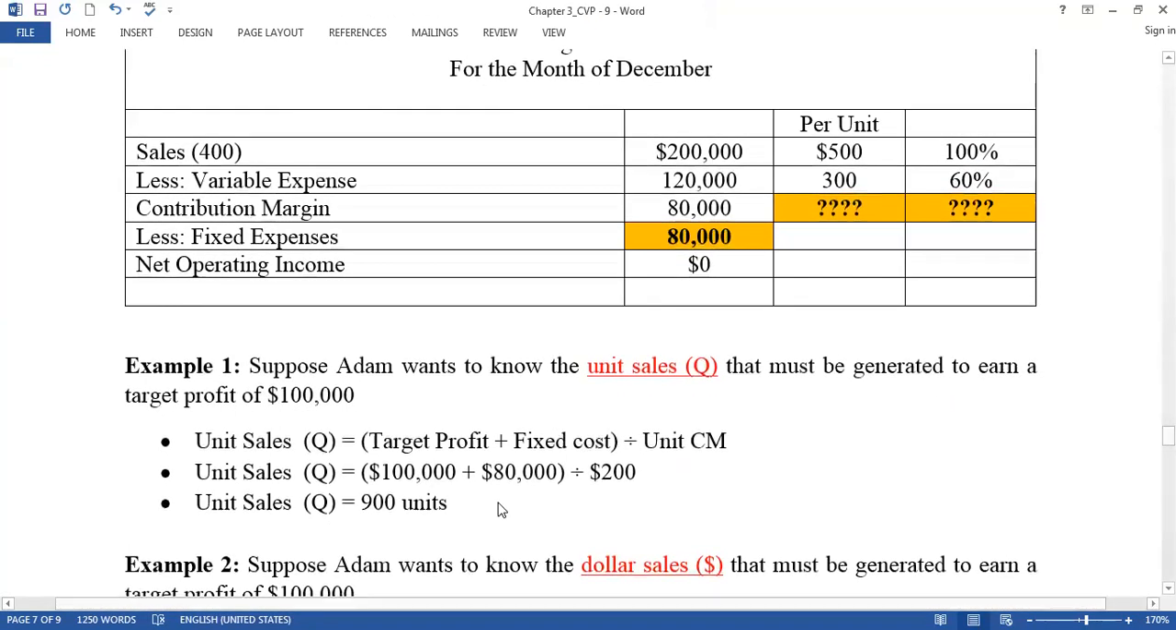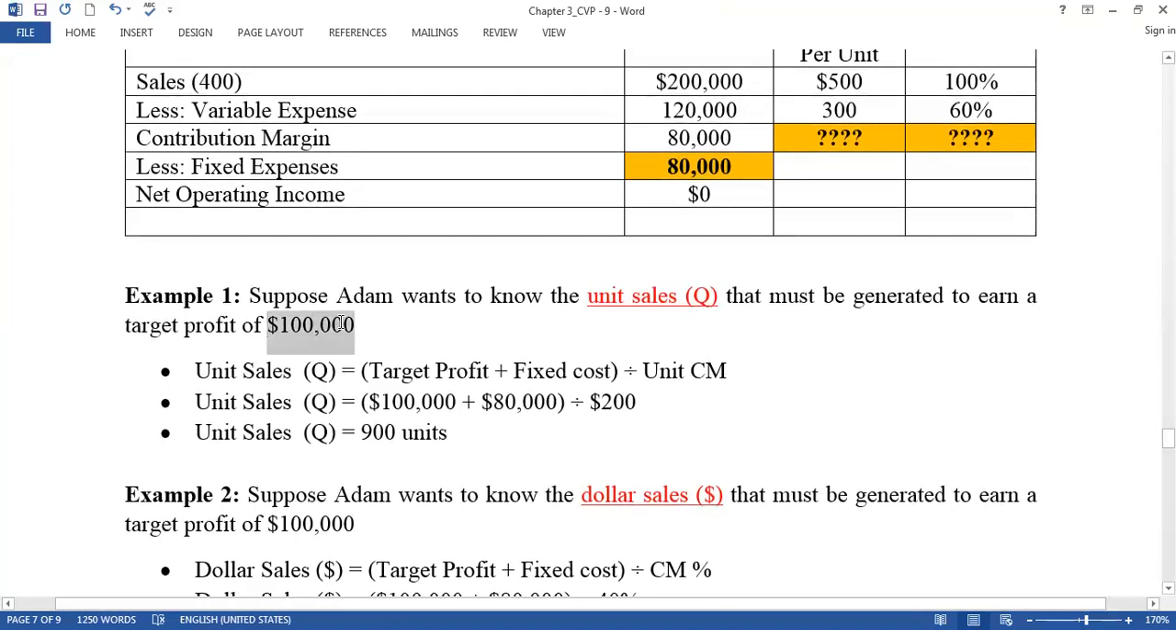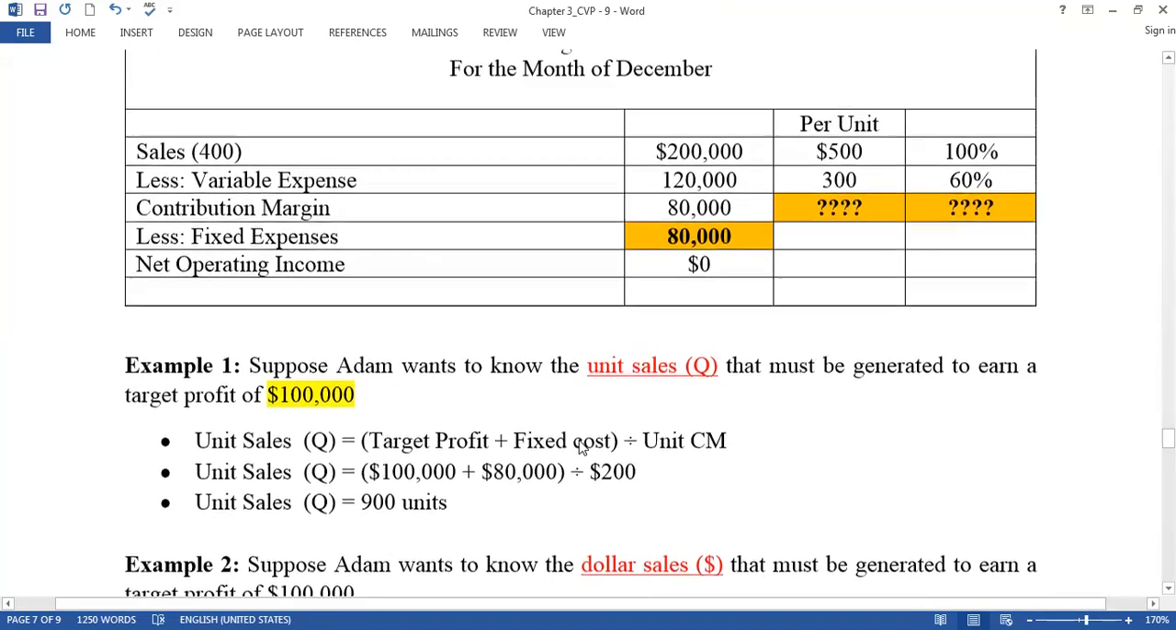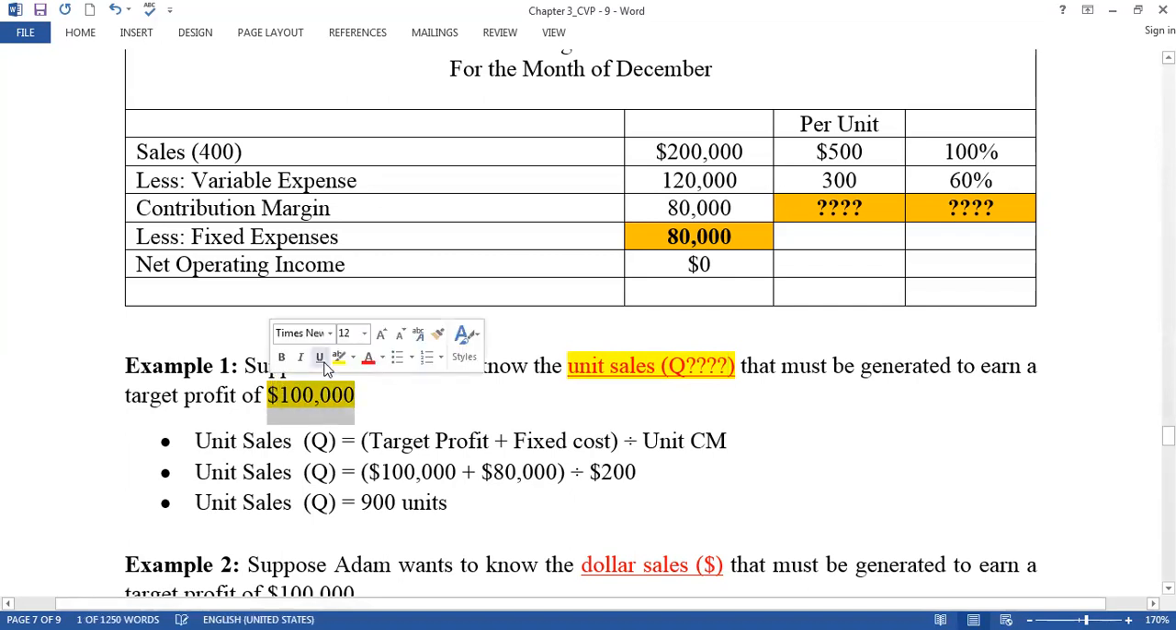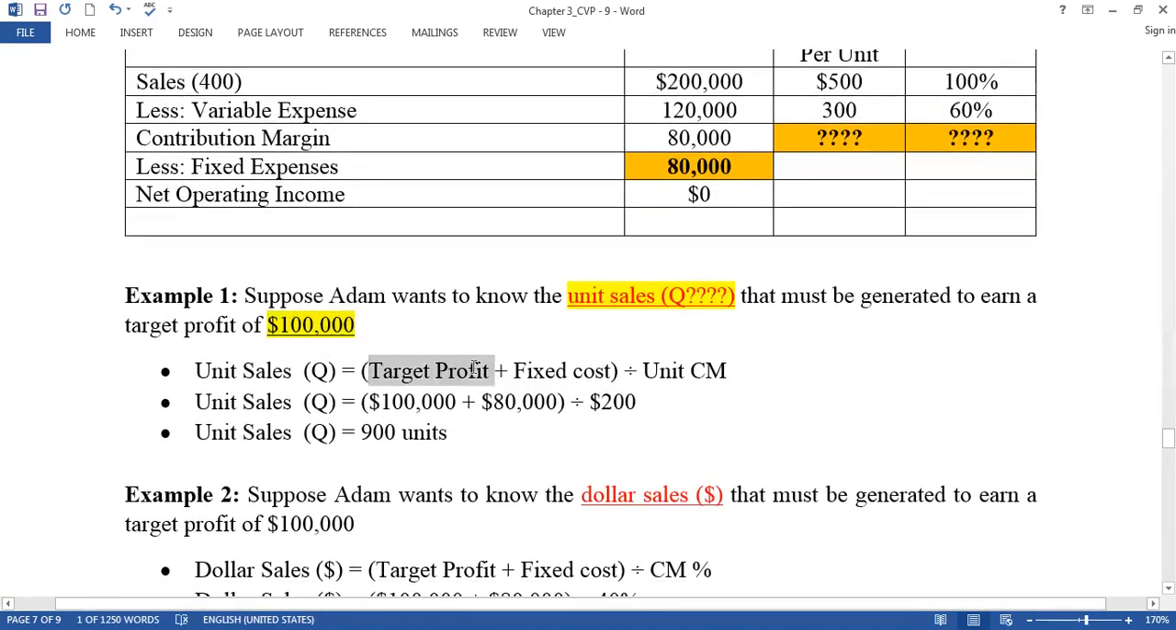Now, the question said that your target profit, look, your target profit is how much? Your target profit is $100,000. If your target profit is $100,000, how many units do you have to sell? This is the question mark. This is your first question. How many quantity do you have to sell, if your target profit is $100,000? Do you understand the question? Then how many units do you have to sell? So what is the formula? The formula is target profit plus fixed cost divided by CM unit, right? So we should calculate CM unit.